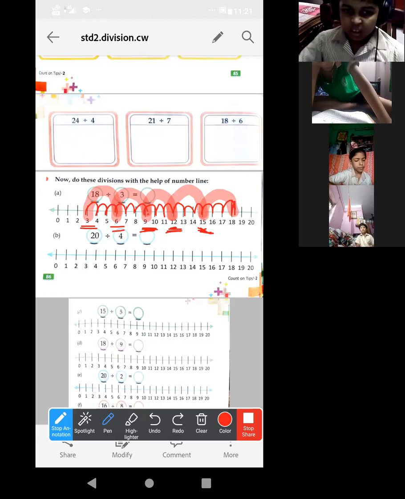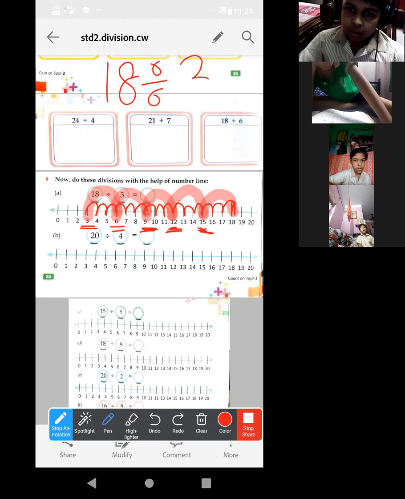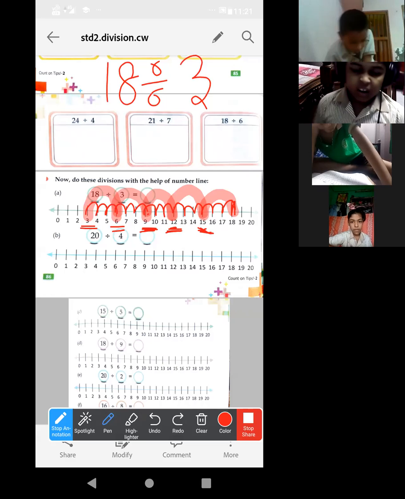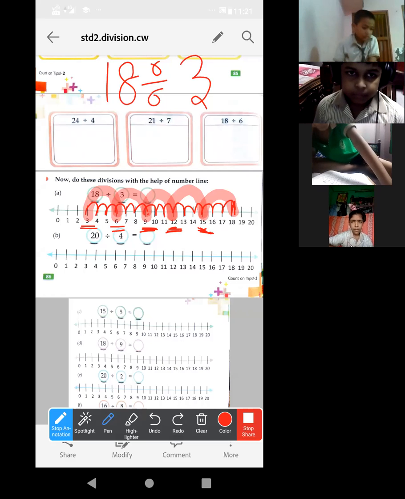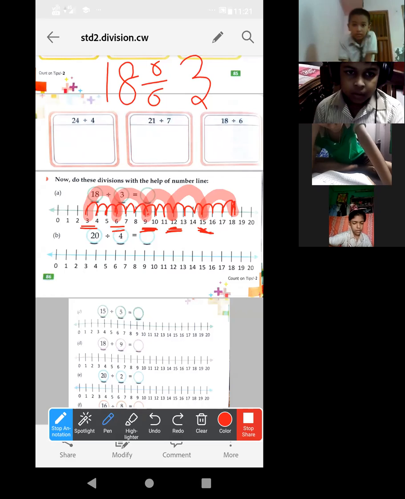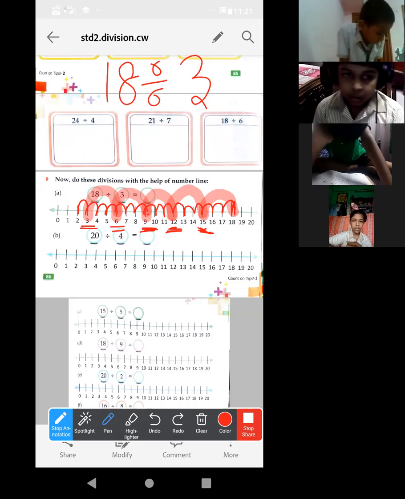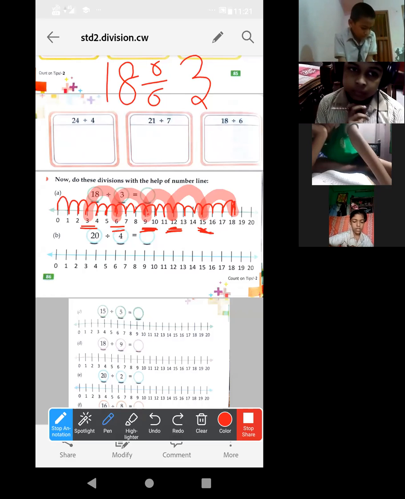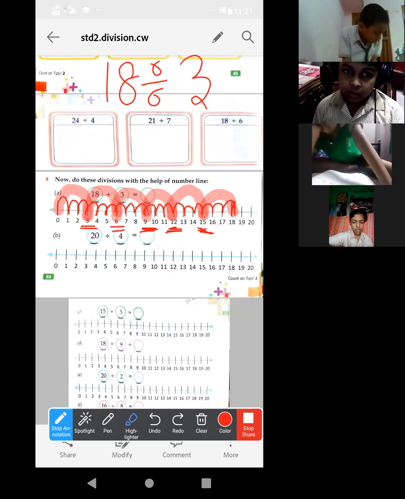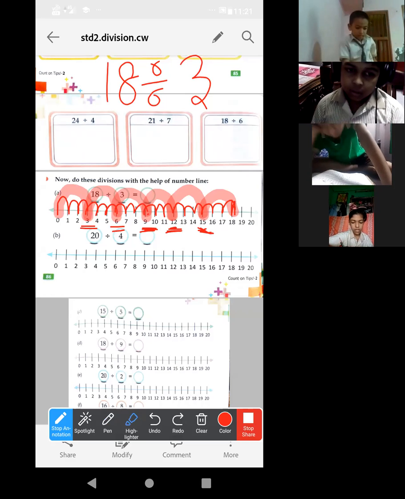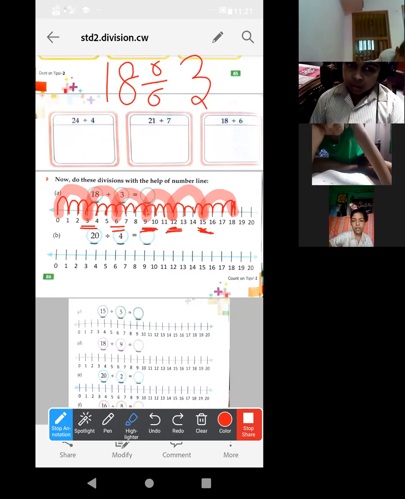Okay, now look at this. We are dividing by 3, so 18 divided by 3. So we have to jump 3 places each and every time. Okay. And how many times do we have to jump? Until we reach 0. Okay. Now after 3, again we have to move 3 places. 2, then 1, then 0. Look, we have already reached 0. Yes. Now we are at 0.